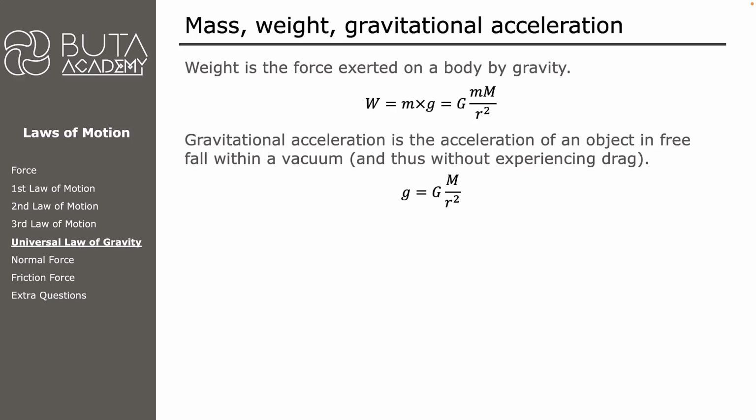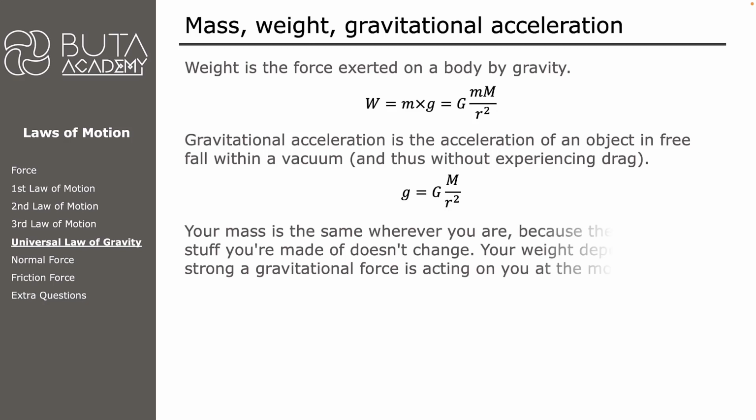But according to this formula, we can see that g actually is not a constant. It may vary depending on the values of the mass of the planet and its radius. It brings us to the conclusion that the weight of an object is also not a constant, as it depends on gravitational acceleration. Our mass is the same wherever we are, because the amount of the stuff we are made of doesn't change. Our weight depends on how strong a gravitational force is acting on us at that moment.